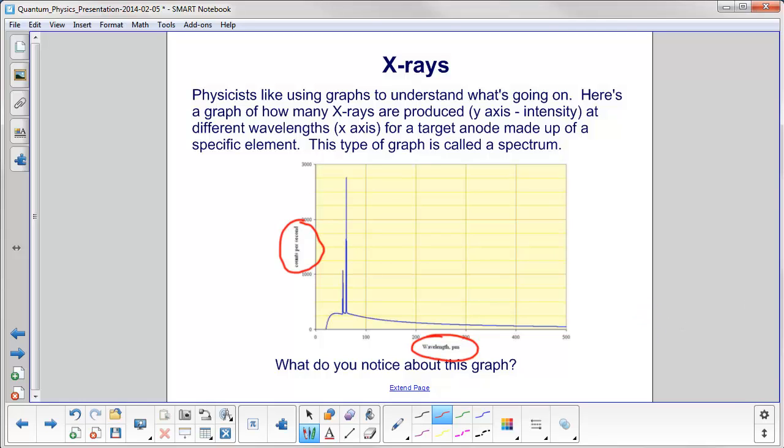And what's going on is we're varying the wavelengths of the X-rays for a specific target anode. It's made of a specific material. And this is what comes up. What do you notice about this graph?